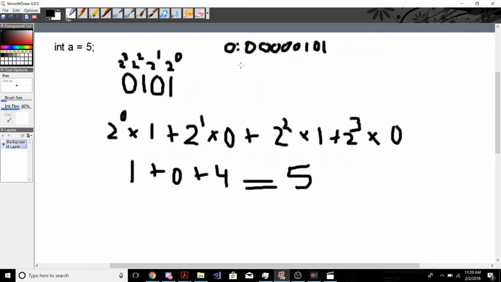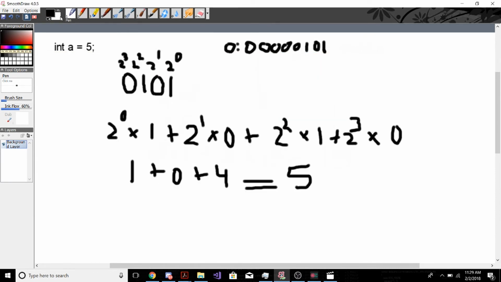In memory, each grouping of 8 bits has an address location associated with it, and we use variables as a higher level abstraction to give a name to these addresses. So that's the basic idea of it.